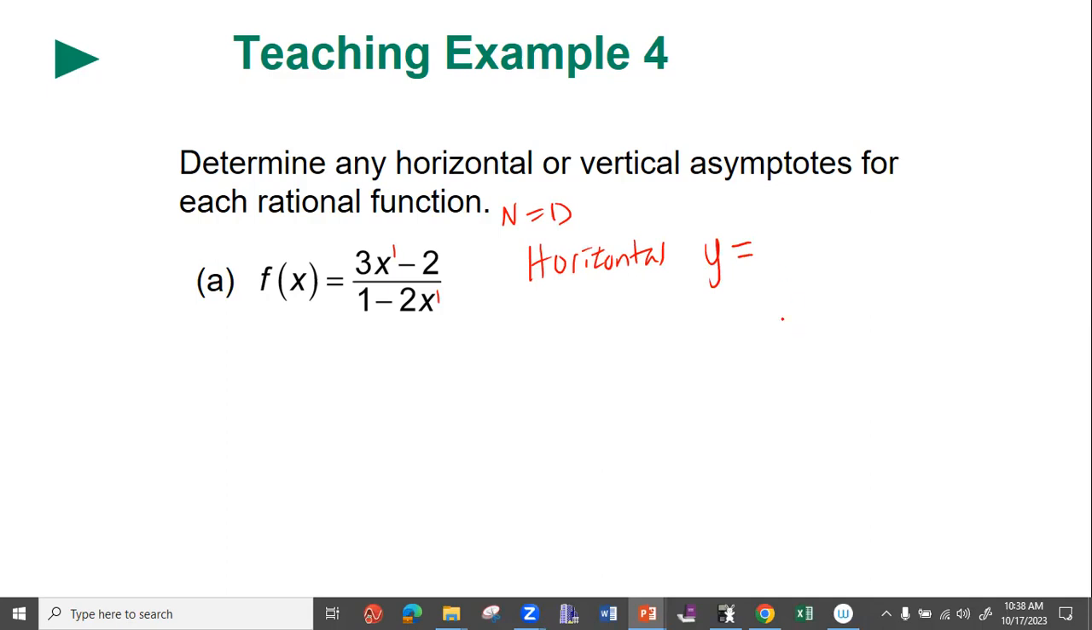So that means y equals. And because they're the same, it's based off of their leading coefficients. My leading coefficient here is 3. My leading coefficient here is -2. Do we see that? Your leading coefficient is the coefficient with your leading variable. And your leading variable doesn't have to be in the front. Your leading variable is the variable with the highest power. Okay, so we get y equals 3 over -2, or -3/2, as our horizontal asymptote.